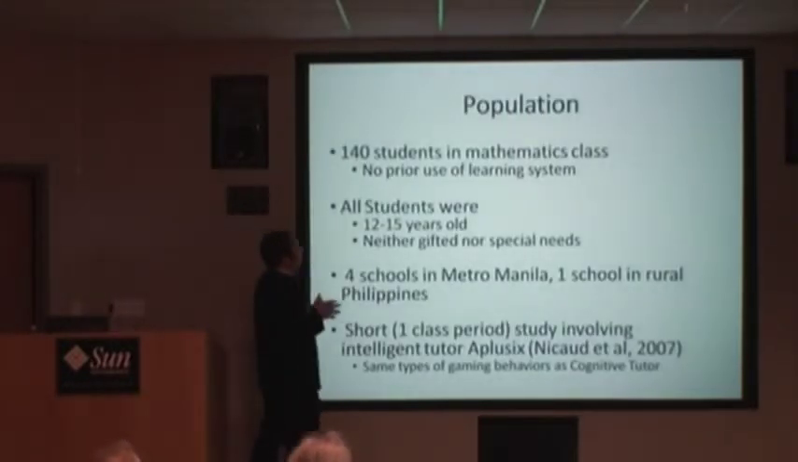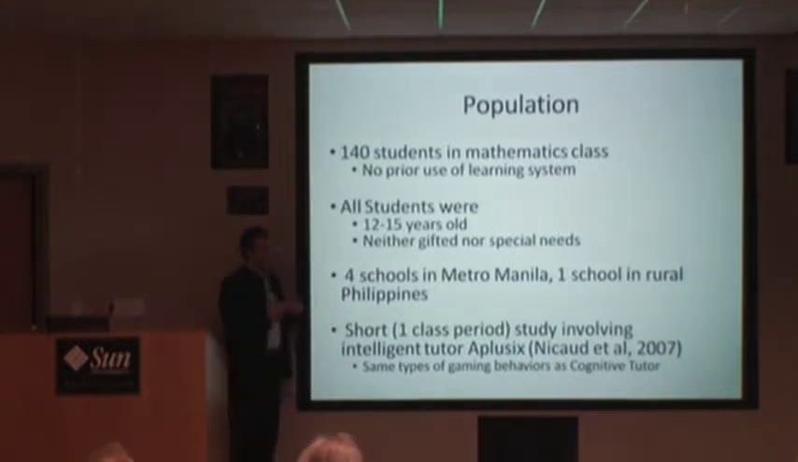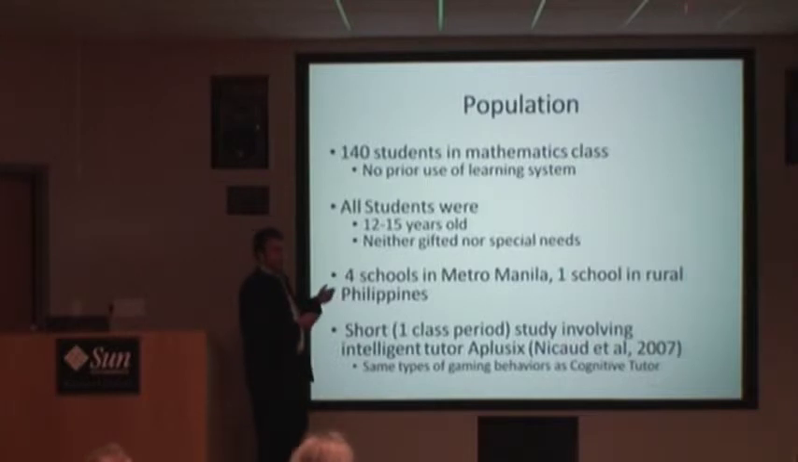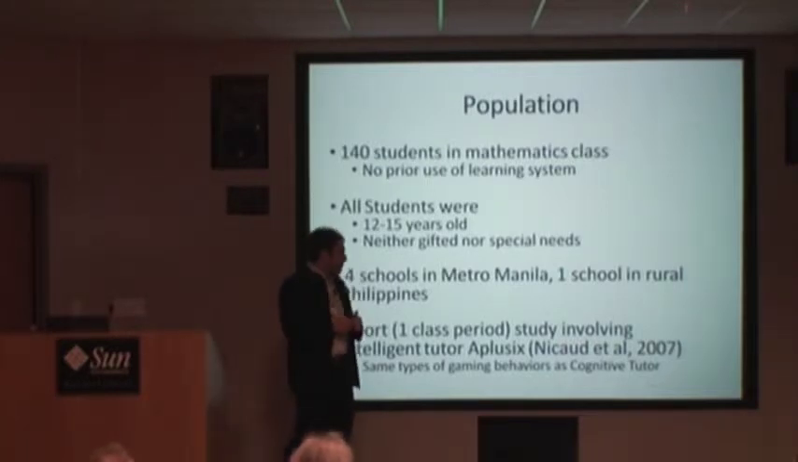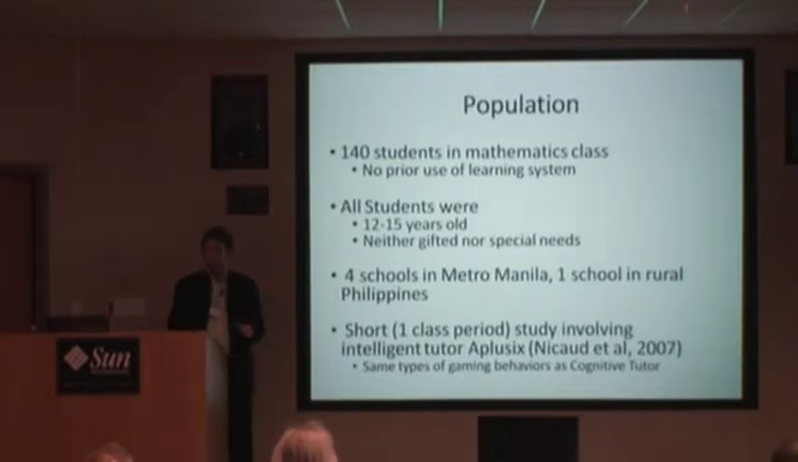So we took 140 students in a math class who hadn't previously used the tutor I'm going to show you. The students were between 12 and 15, neither gifted nor special needs, four schools in Manila, one school in the rural Philippines, and a short study involving an intelligent tutor called A+6 that's very popular. It's actually not widely used in the United States, but it's very widely used outside the United States, particularly in France, Brazil, and the Philippines. And the same kinds of gaming behavior as a cognitive tutor, hint abuse and systematic guessing.